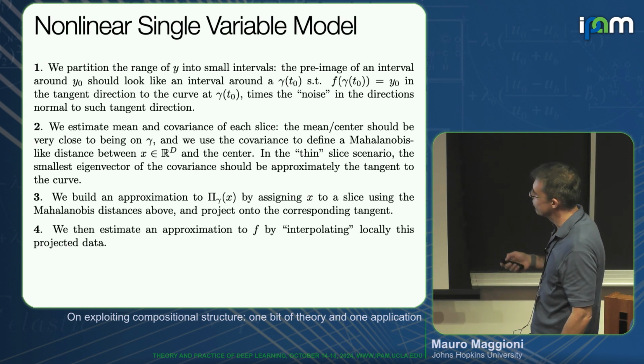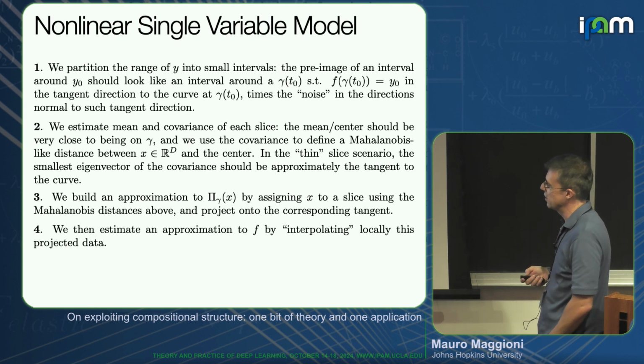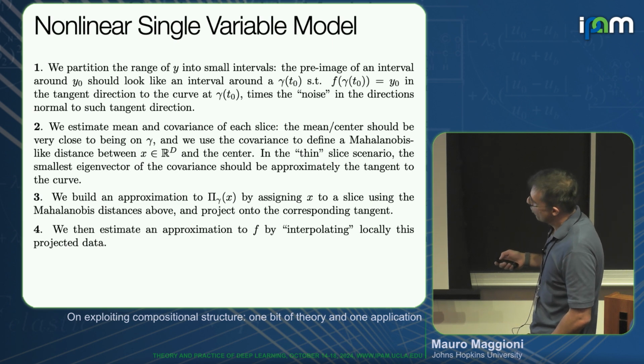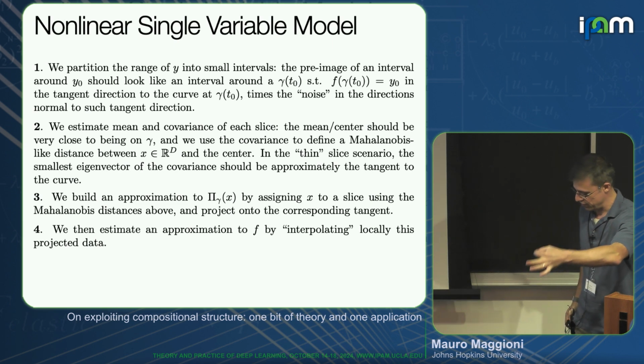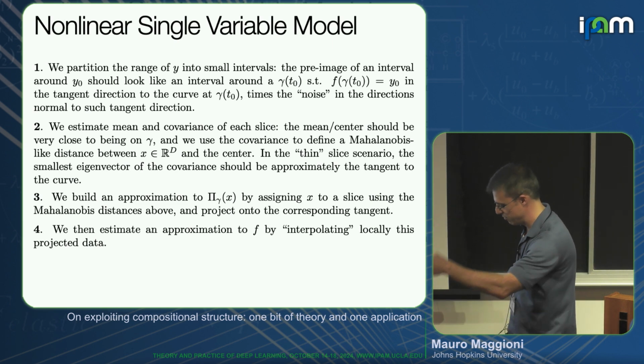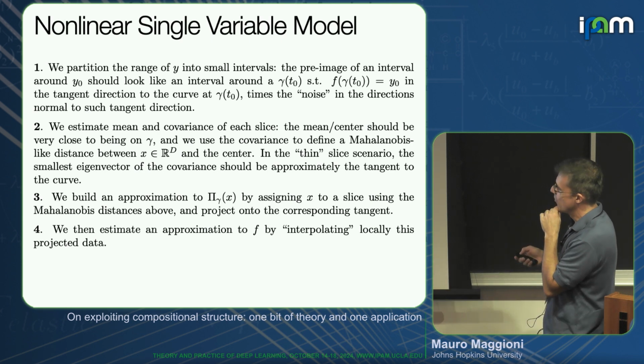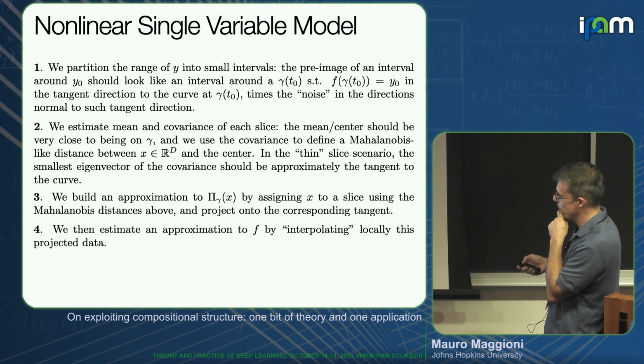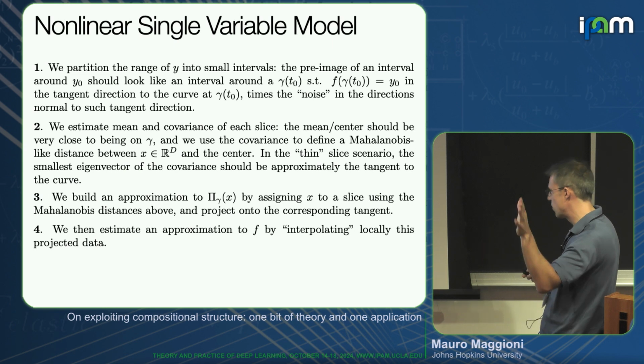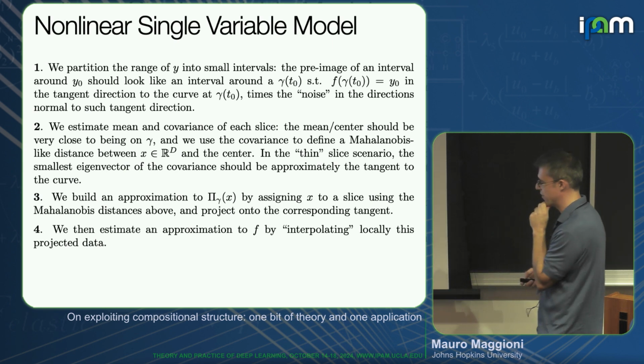So we look at the geometry of each slice, just for the first two moments, mean and covariance. We'll approximate the closest point projection, the pi gamma x, that takes every point and projects into the nearest point on the curve by using mean and covariance of the slice. And then we project locally, and we try to learn the function f.